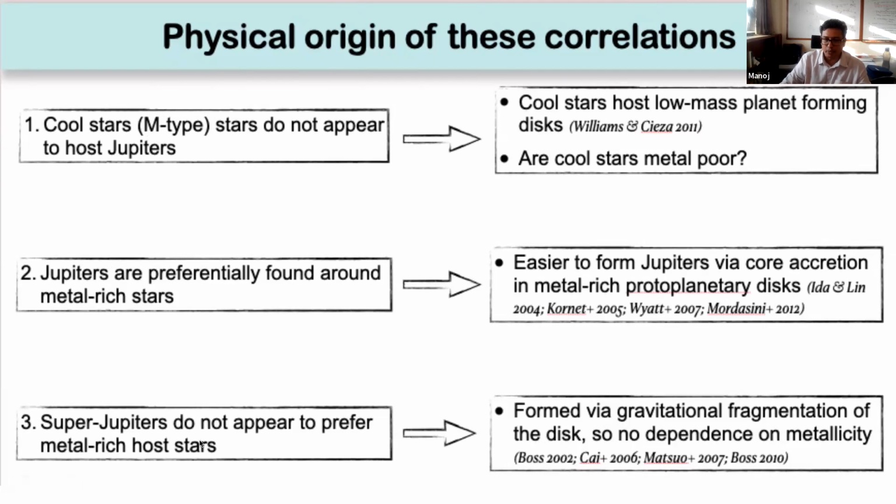One of the explanations suggested is that probably super Jupiters do not form via core accretion. They don't form by first forming a 10 or 20 Earth mass core and then accreting gas, but rather they form via gravitational fragmentation of the disk itself. The disk can become gravitationally unstable if it is sufficiently massive. So maybe they form via local gravitational collapse of the disk itself. Then it doesn't depend on metallicity. You don't need to form a core; it's just a gravitational collapse. These are just suggestions, and this is an open problem.